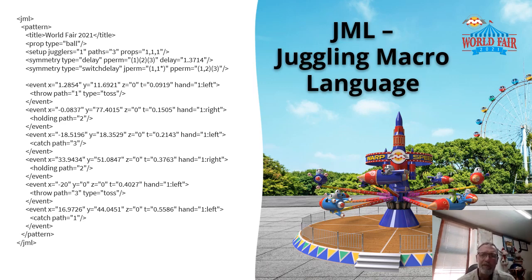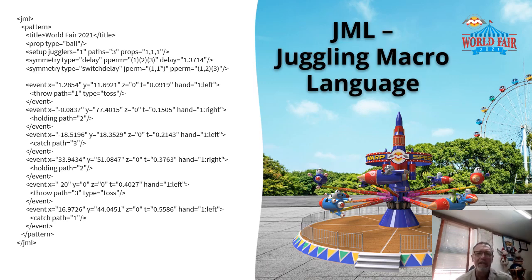I bet not many people had heard of JML before, a juggling macro language. If you look on the left, it's just another variation of XML. If you have used XML in the past, or have looked at an XML document, you'll see just the normal structure there, and it enables programmers in this case to actually program how to simulate juggling.